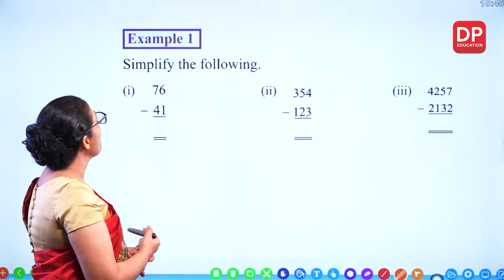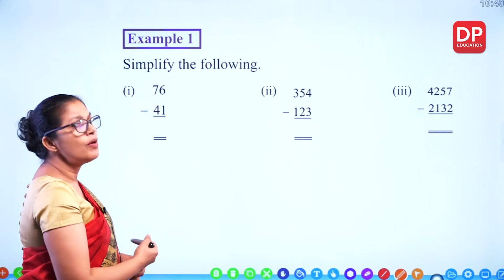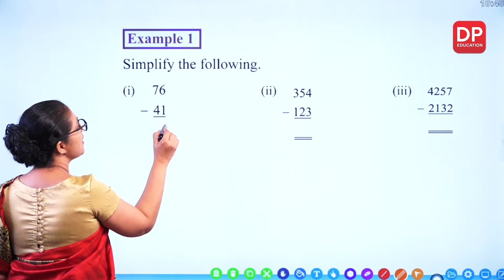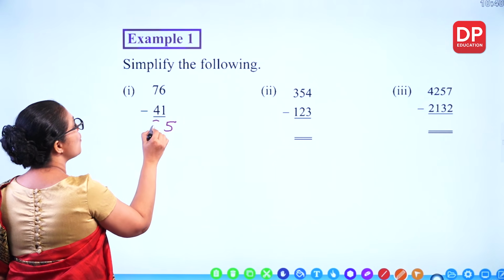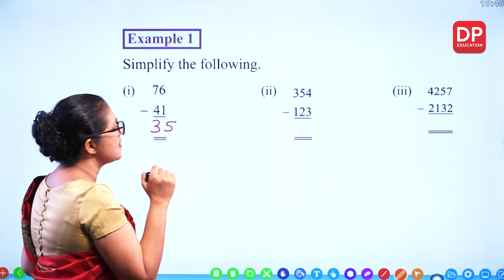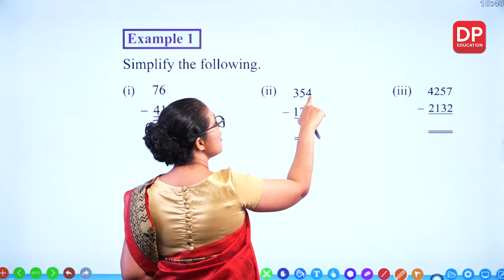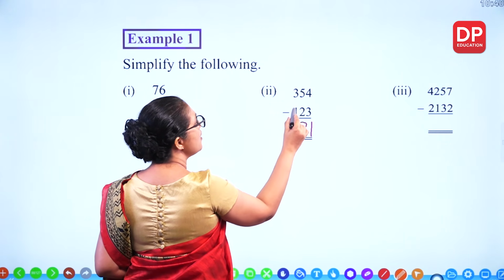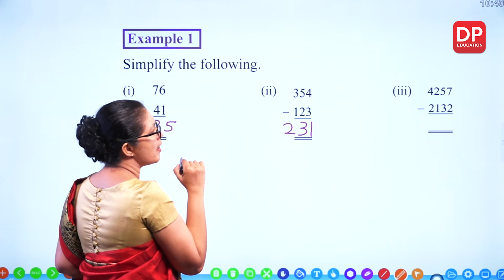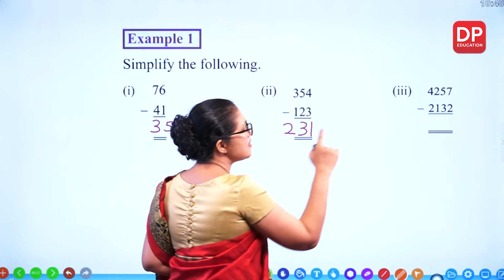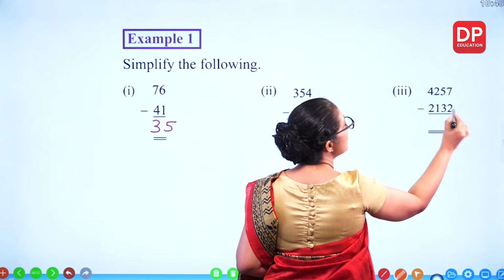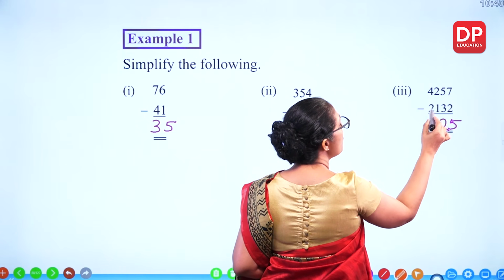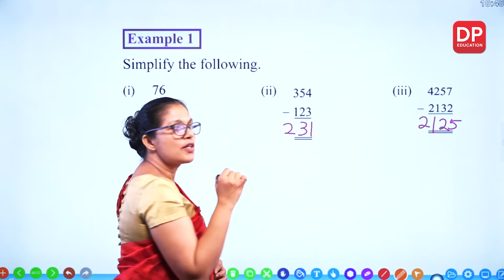Example number 1. Simplify the following. Now you get subtraction. So here 6 minus 1 becomes 5. 7 minus 4, that's 3. It's easy. You can subtract straight away. 4 minus 3, you get 1. 5 minus 2, 3. 3 minus 1, 2. 231. This one, 7 minus 2, 5. 5 minus 3, 2. 2 minus 1 is 1. 4 minus 2, you get 2 there.